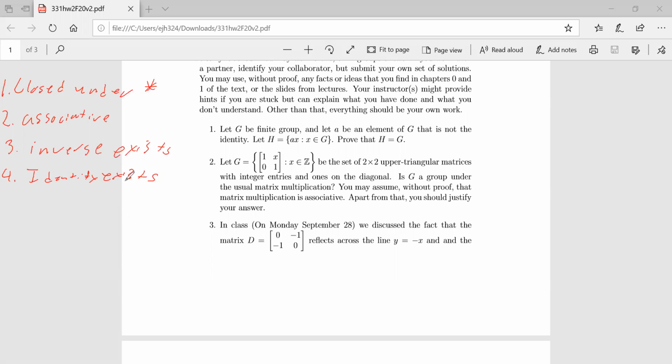And we can state these formally. There exists an E such that EA is equal to AE is equal to A for all A in G. And there exists an A inverse such that A inverse A is equal to A A inverse is equal to E, for each A in G.